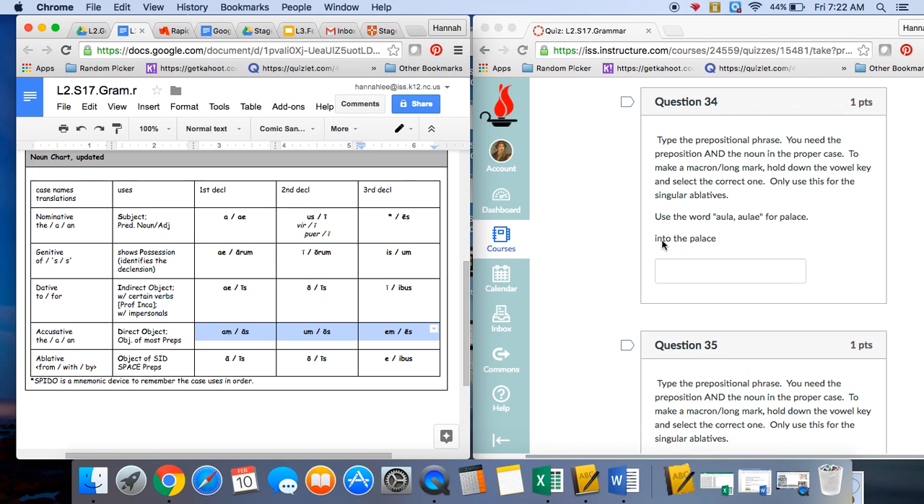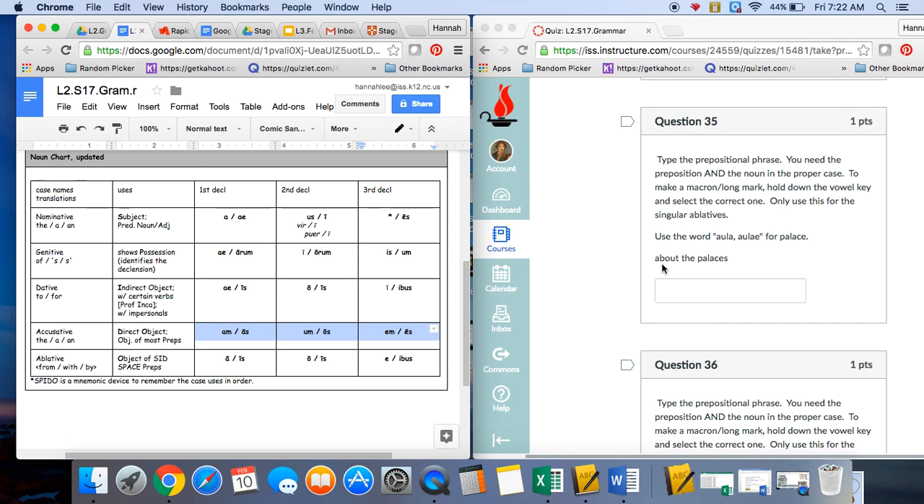Number 34, into the palace. When you have the word into, that is when you use the word in, but you do not use the ablative. When in is translated into, you use the accusative. So palace is still going to have A-U-L as the root word, and it's just one palace, so we're still in first declension. You have your AM ending that you'll add after this.